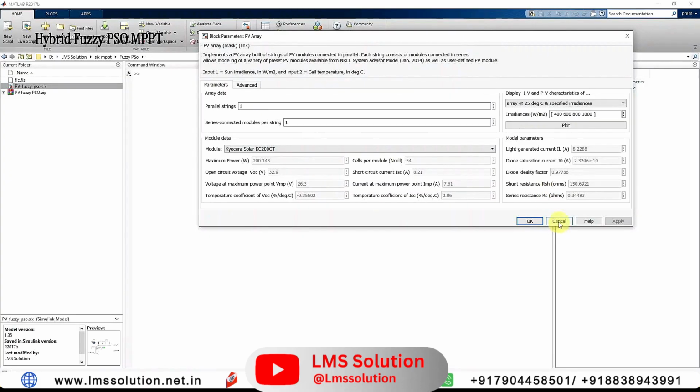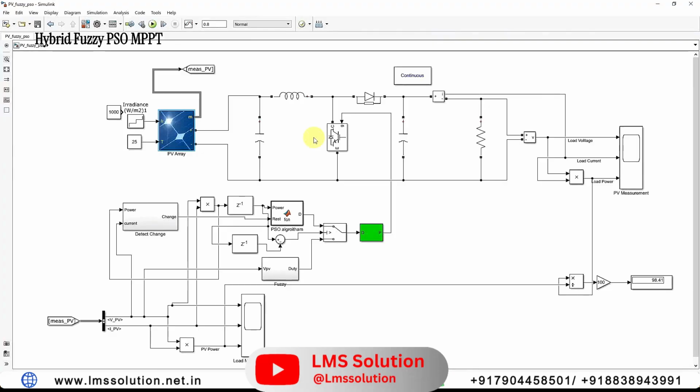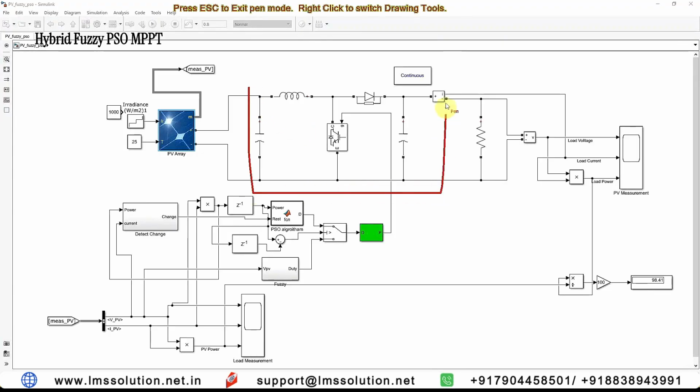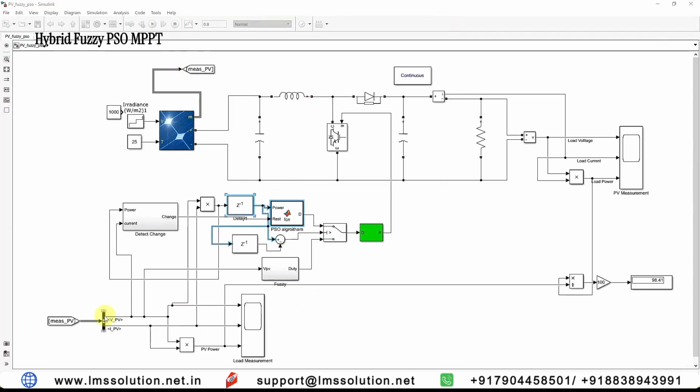So in order to extract the maximum power, here we have the boost converter in between the solar PV array and the load. The boost converter is going to adjust the output voltage and current in order to extract the maximum power from the PV panels, based upon the duty cycle generated by this MPPT algorithm. Here we have to measure the PV voltage and current, and by using that voltage and current, we have to calculate the power.